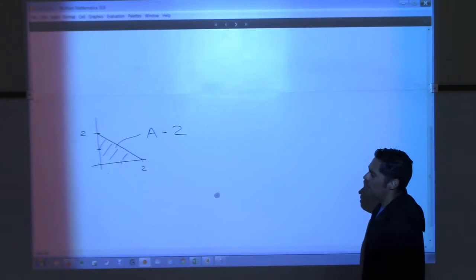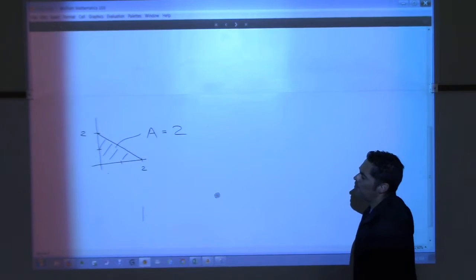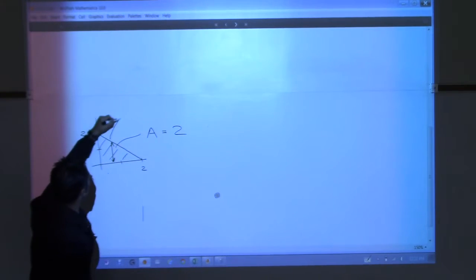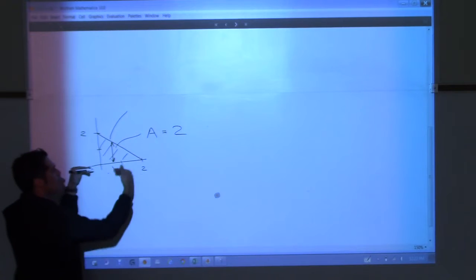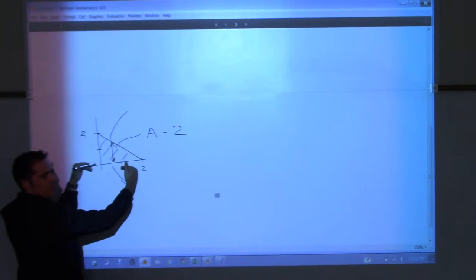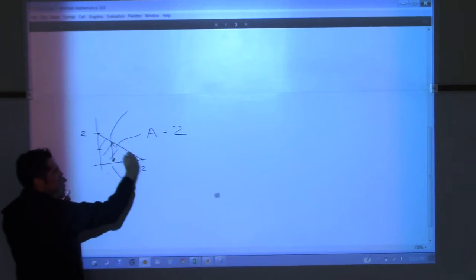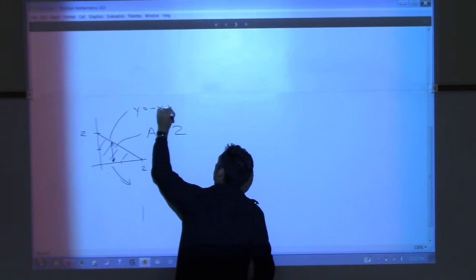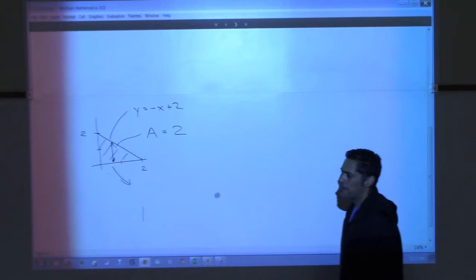So what I'm going to do is I need to write that region. I can look at that as type 1? Yes, type 1. If I do a type 1, then I need an upper and a lower bound function. The lower bound function is 0, isn't it? What's the upper bound one? What's the equation of that line? Y equals negative x plus 2. Agreed? Yeah?